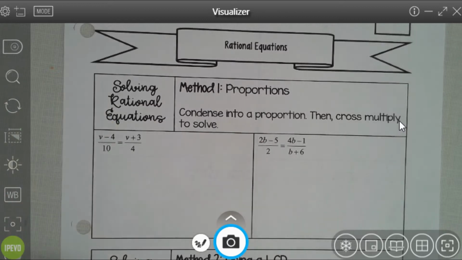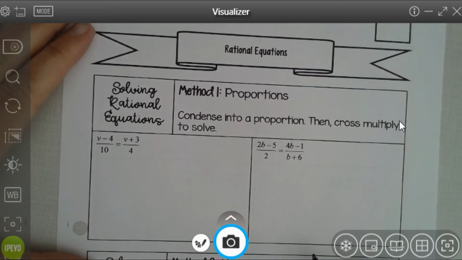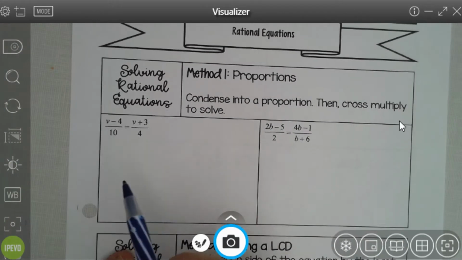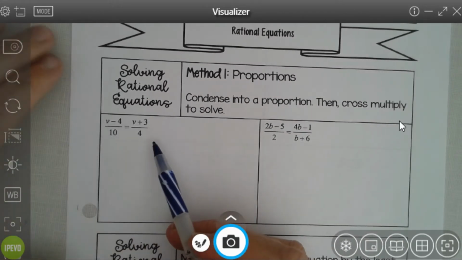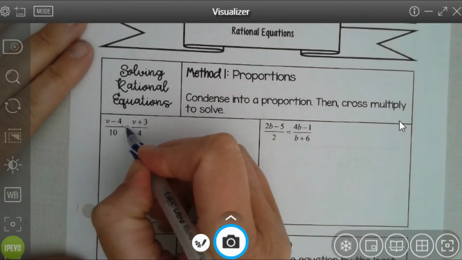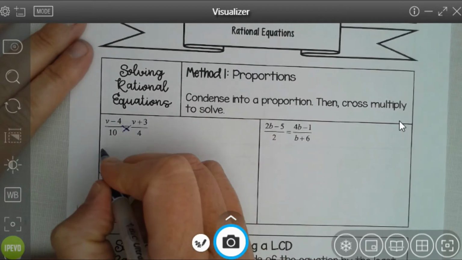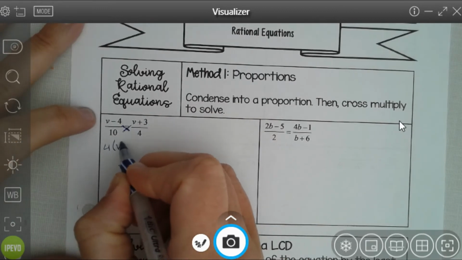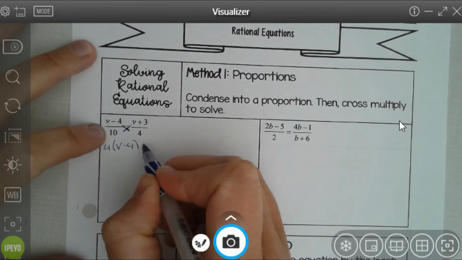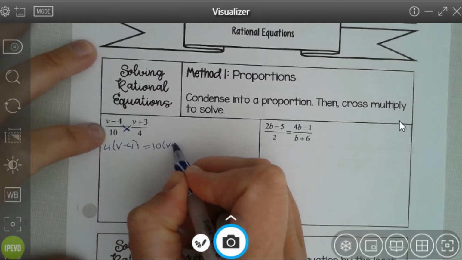All right, so today we're going to be solving rational equations. The first method here is when you just have one fraction equal to one fraction. The easiest way to solve these is to cross multiply. That means the 4 is going to be multiplied to the v minus 4, and the 10 is going to be multiplied to the v plus 3.